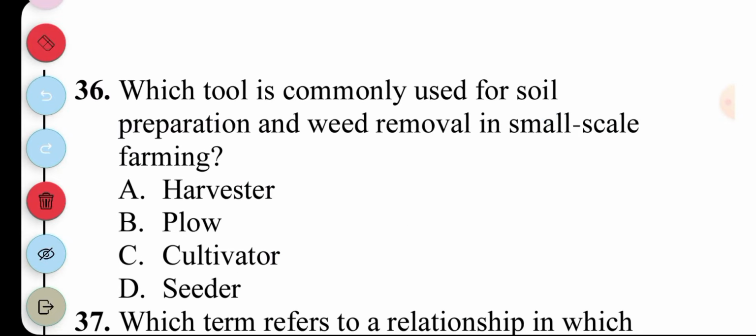36. Which tool is commonly used for soil preparation and weed removal in small-scale farming? A. Harvester. B. Plow. C. Cultivator. D. Seeder. Question 36. The answer is C. Cultivator.